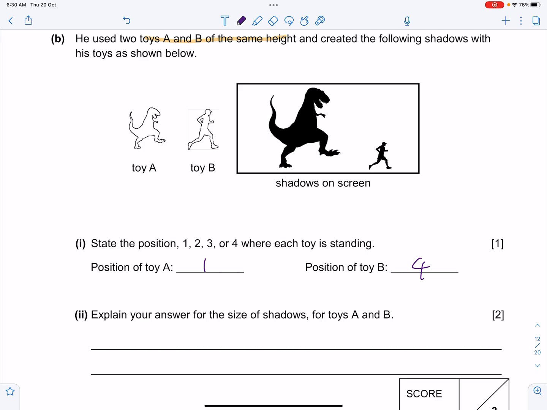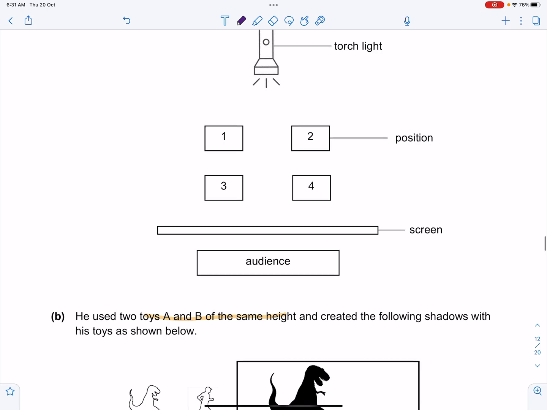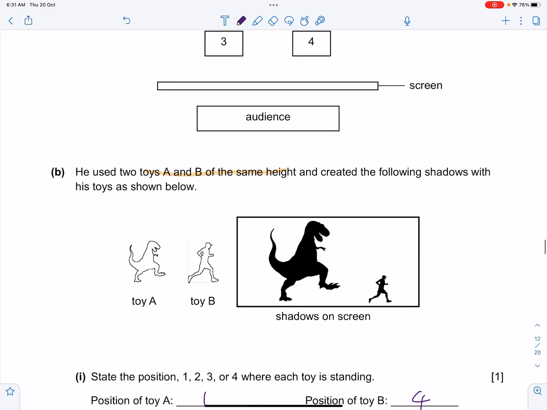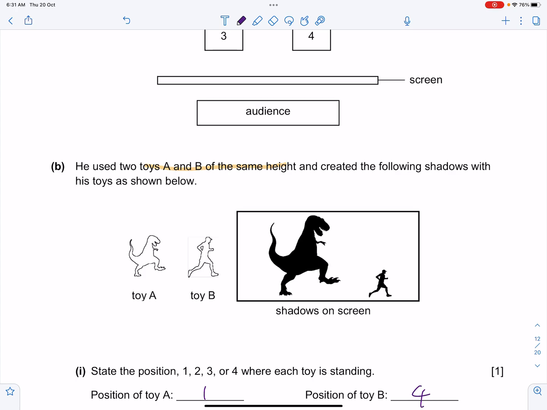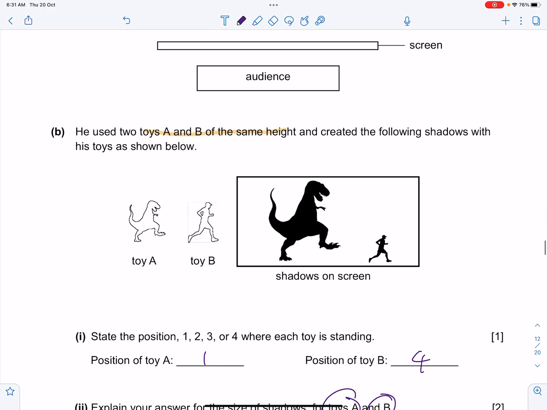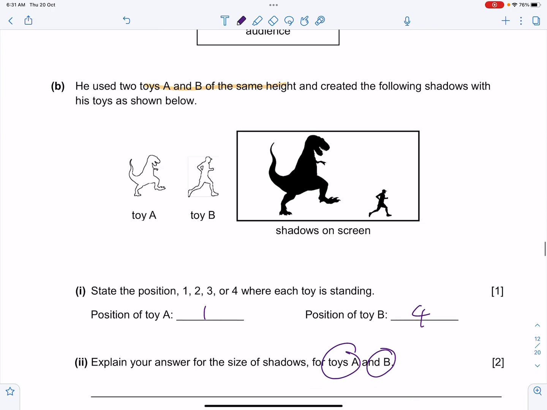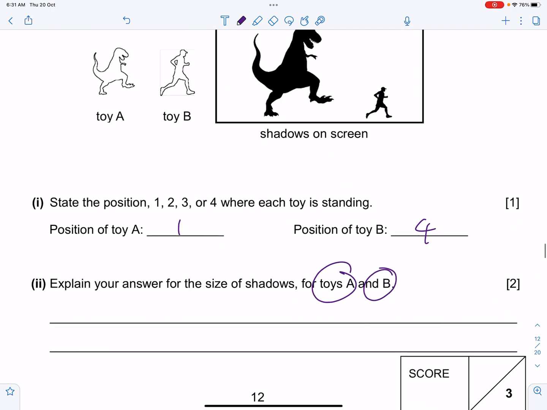Explain your answer for the shadows for toy A and B. Now, many students actually did not tell me what they are explaining for. Because of that, it's 0 marks. You cannot just say something like, oh, as the object is nearer to the light source, it will be bigger. But you didn't tell me, are you explaining that for A or for B? So you're asking the examiner to interpret. When that happens, we won't award marks simply because we have to do a lot of assumption. To be fair, we will not interpret.